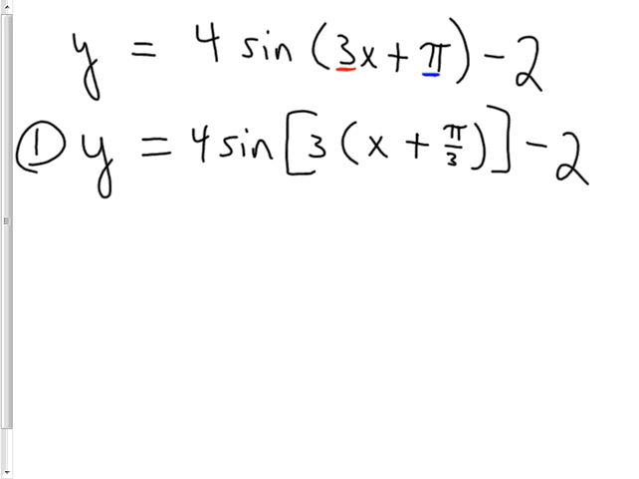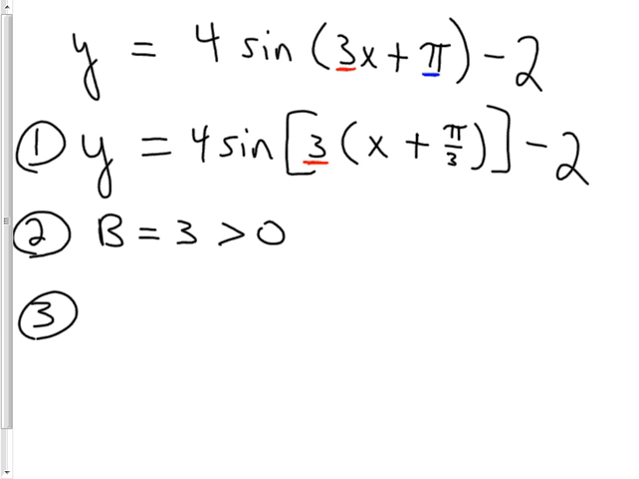Okay, the next thing is we have to make sure that b is positive, and in this case, the 3, that is our value for b, and that value is positive, so we're good there. So I'll go ahead and make a note of that. My value for b is 3, and that is greater than 0. So we're good there.